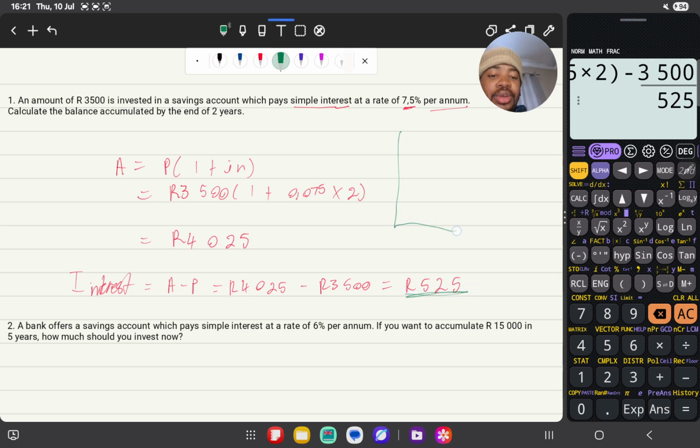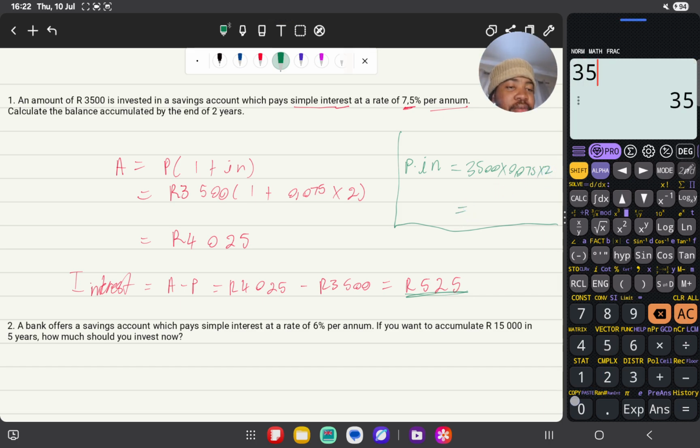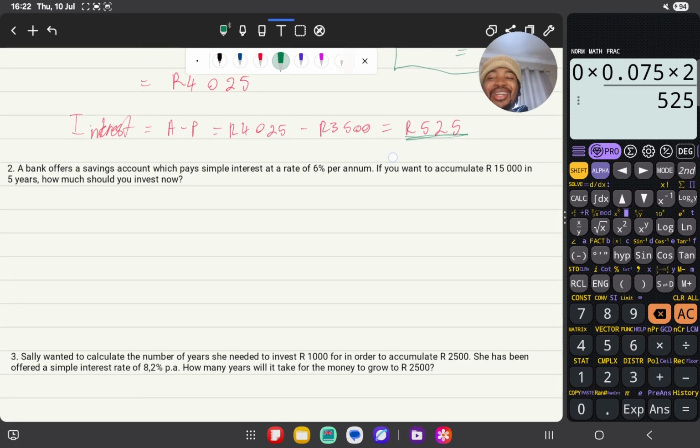But we also know another way in which we can calculate the interest our dude earned in the duration of the 2-year period. We could just say I equals P i n. That is going to be 3,500 multiplied by 0.075 times 2. Let's see how much we get. So you have 3,500 multiplied by 0.075, multiply by 2, my friend, and we're getting 525, exactly the amount we got. You know what I'm saying? Let's go to the next question.